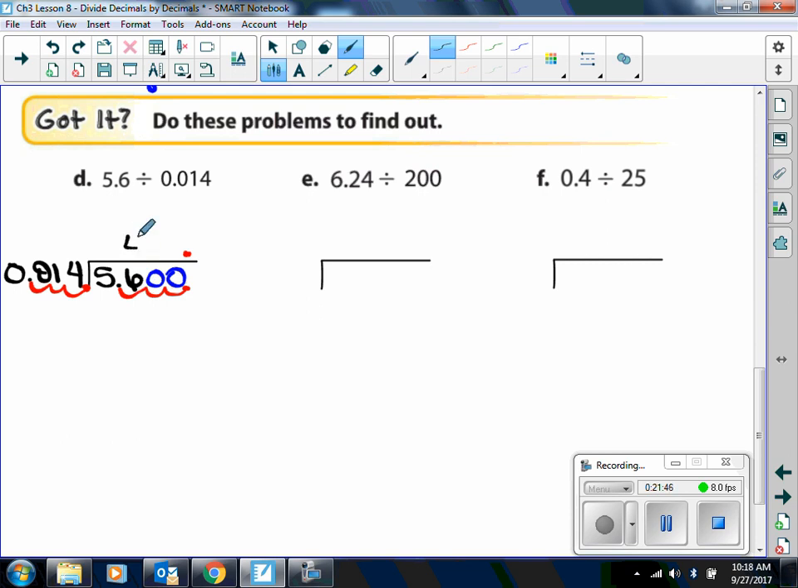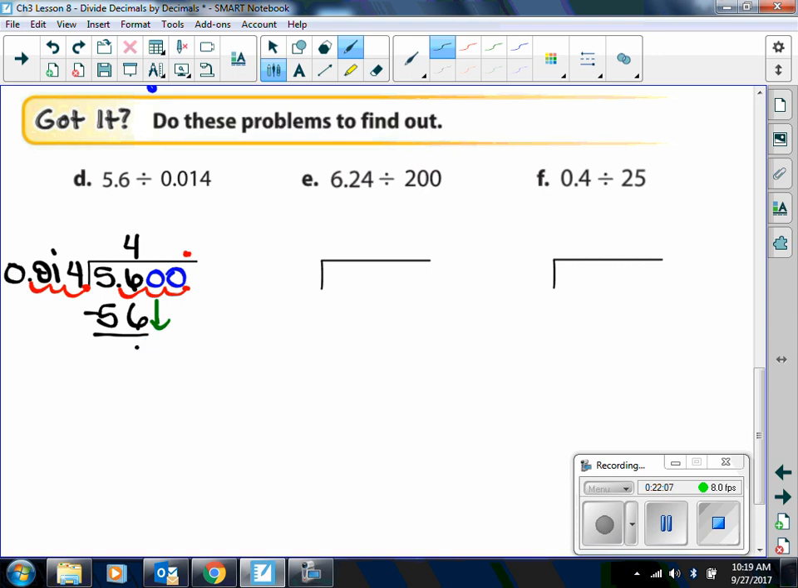4 times. 4 times 4 is 16. Carry the 1. And then 4 times 1 is 4 plus 1 is 5. And now we're going to subtract. This is going to be 0. Then I'm going to have to bring down the other 0. Is everybody with me? So we're going to bring down this.